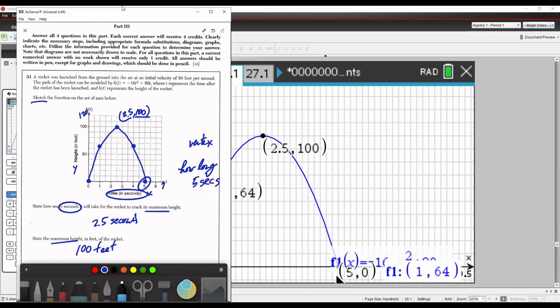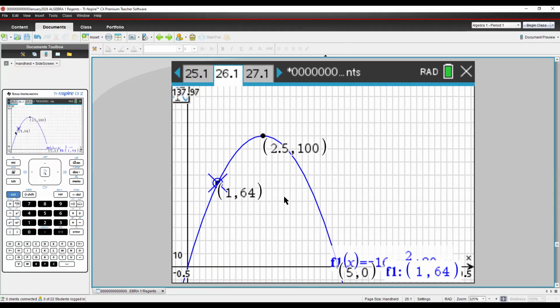But that's it. The key is make sure you try to use the window to help you determine what you need to set yours up as. And then we're looking for the vertex, so menu 63 in this case. And then I just found a couple other points.